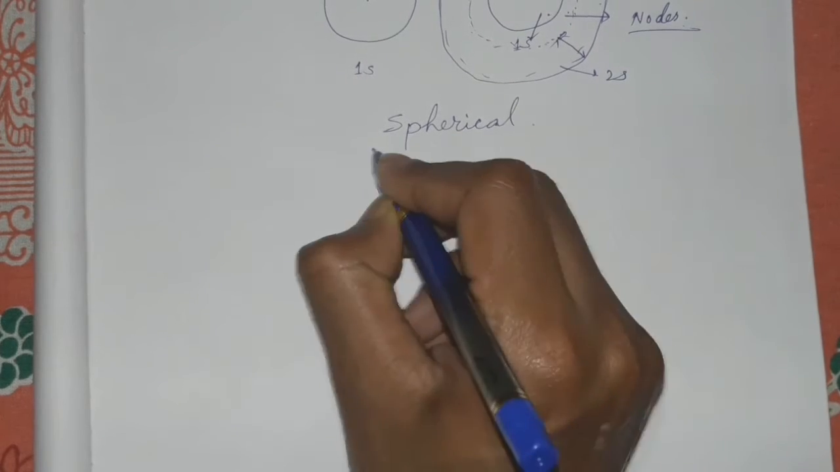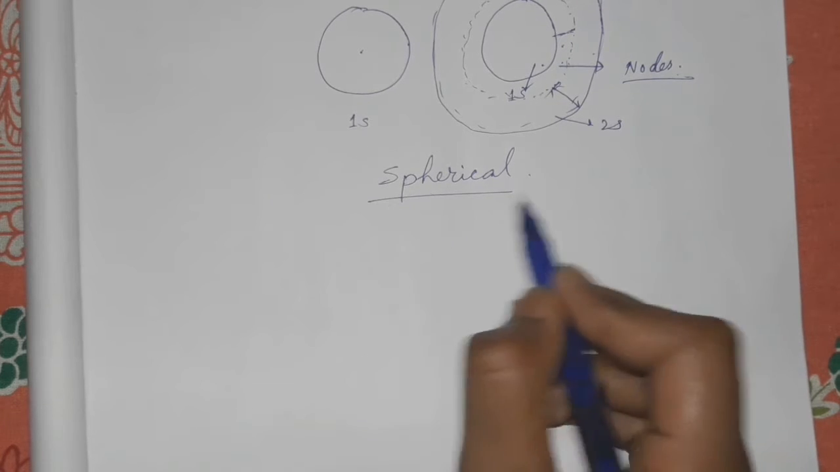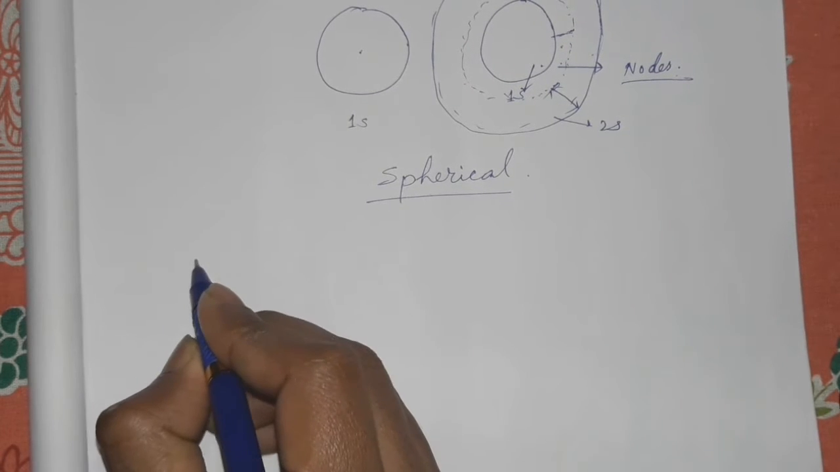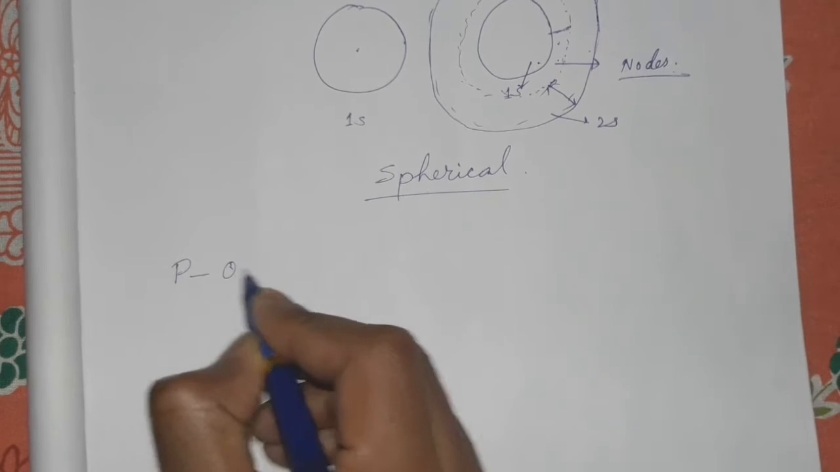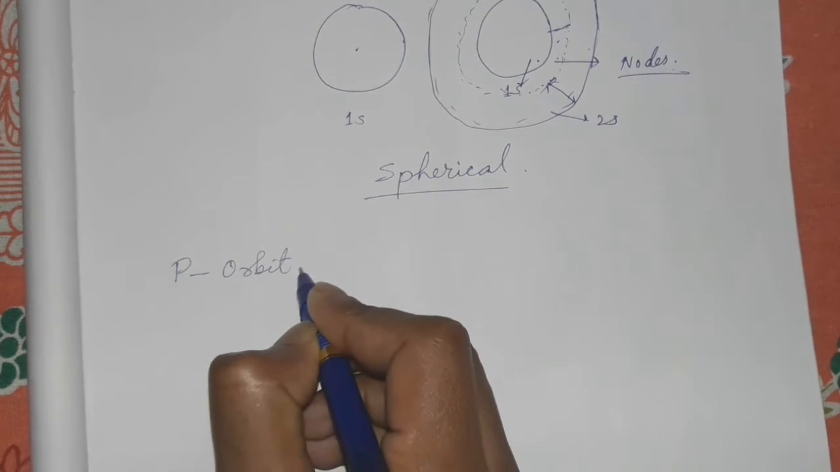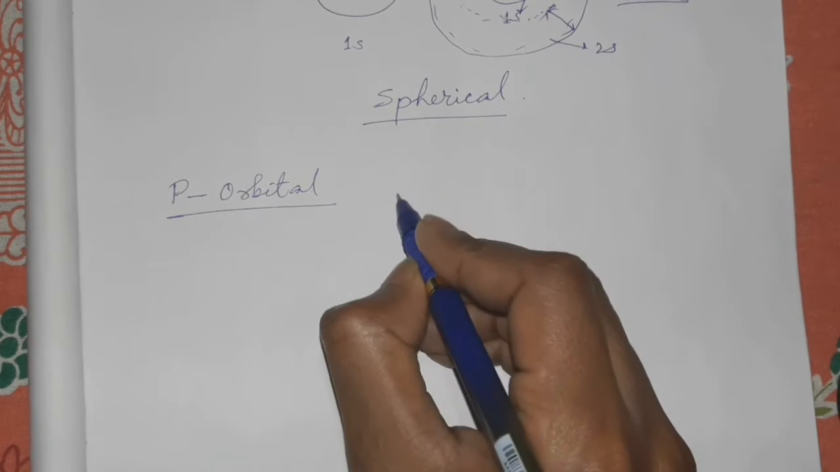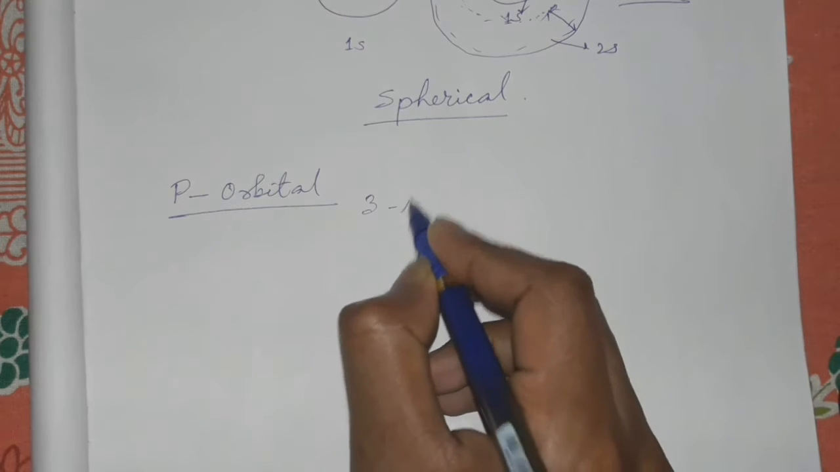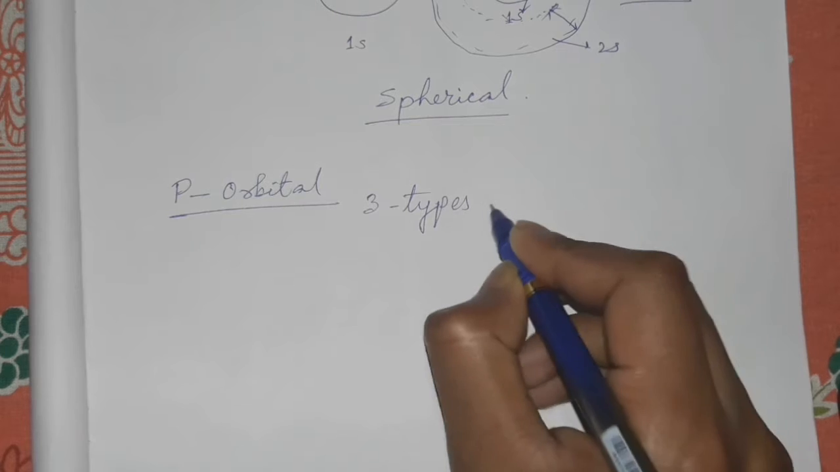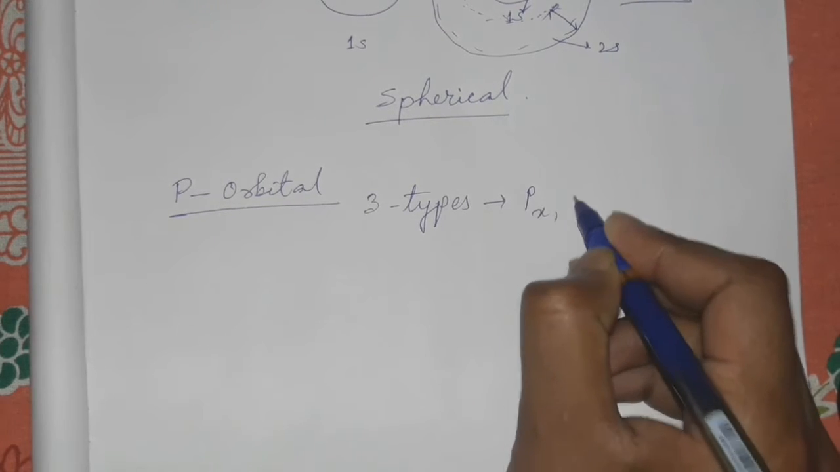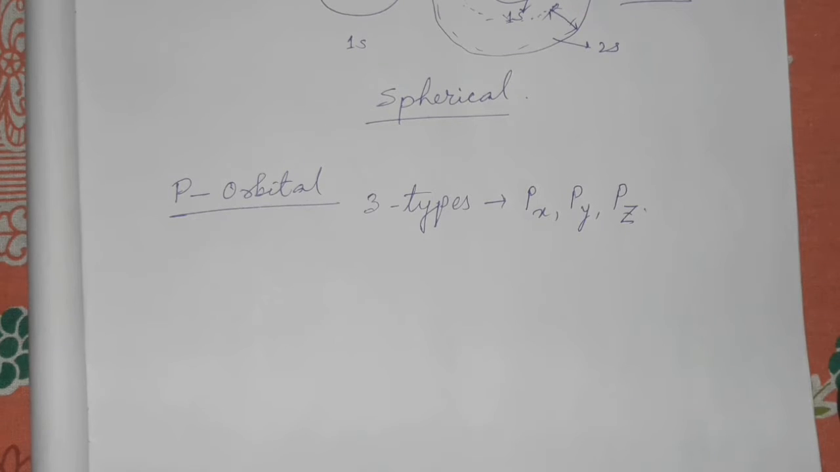You may get direct questions: what is the shape of s orbital? This is spherical. After that we will try to know about p orbital. P orbitals are dumbbell shaped. There are three types of p orbitals: px, py, and pz.